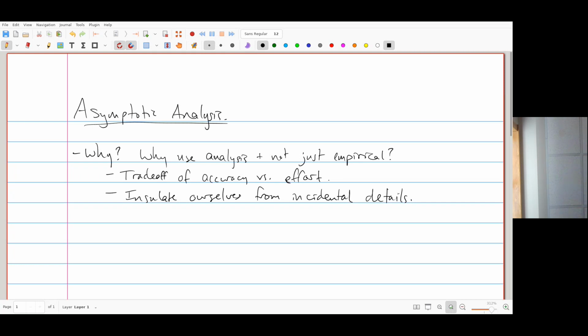But if we're using some kind of mathematical analysis, just looking at the idea of the algorithm, then that stuff doesn't matter. And we don't get as accurate of a result necessarily, but hopefully it's good enough.